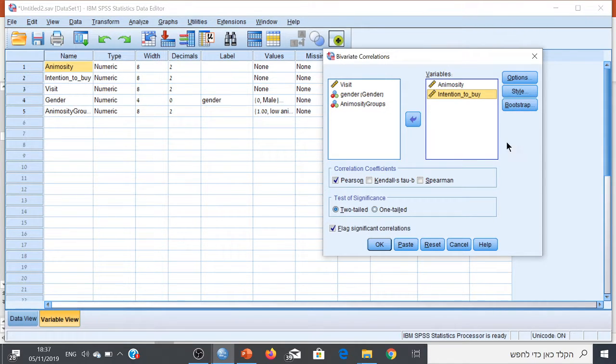Right here below these two windows, we have options, so we can choose the type of correlation we'd like to examine. So we're looking into Pearson correlation, so we leave this box ticked. The test of significance, we'll leave the two-tailed default option as is, and we can click OK.